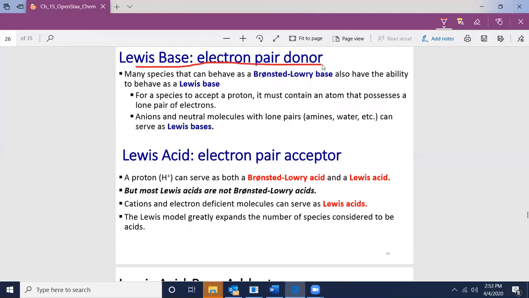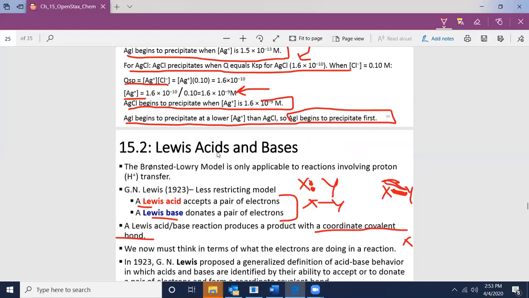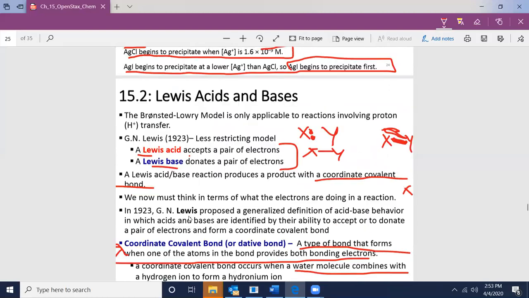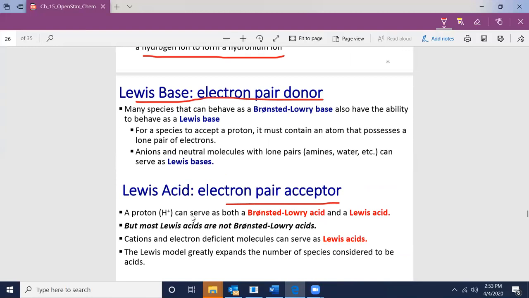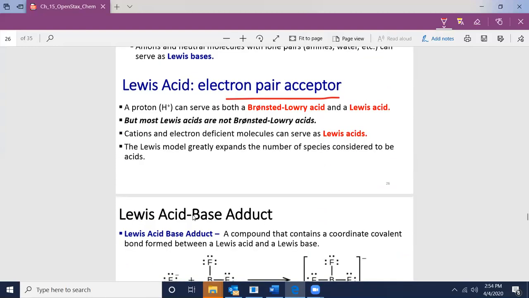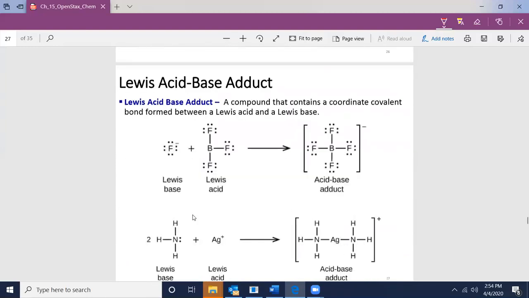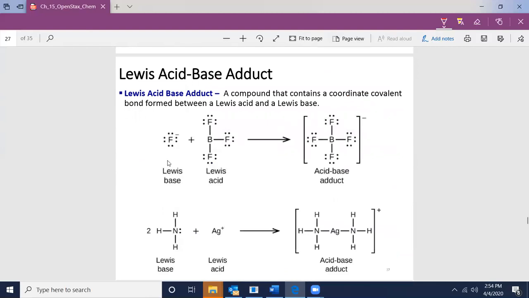Lewis base: electron pair donor. We have already discussed that an electron pair acceptor is an acid here, and a pair donor is a base here. So do not forget that. The definition is: acid accepts a pair, base donates a pair of electrons. That's different from Lewis and Brønsted acids and bases, the concept of donation, donor and acceptor.